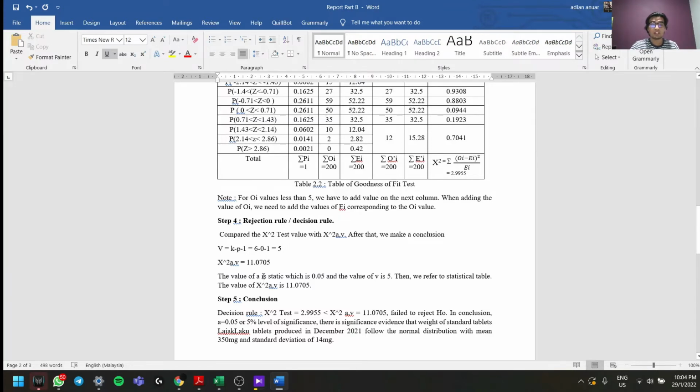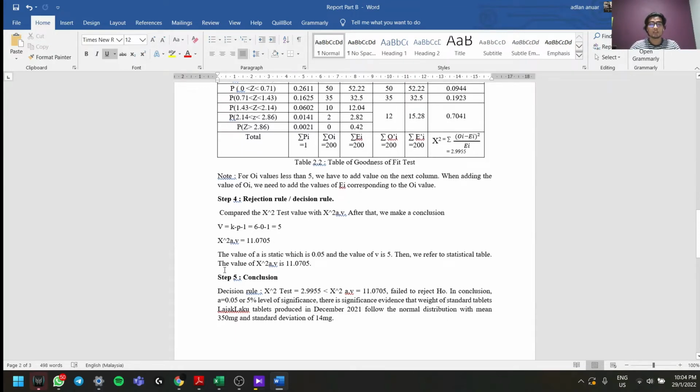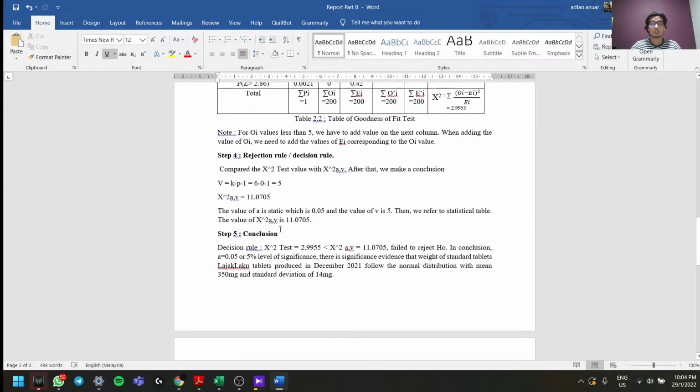The value of alpha is static, which is 0.05, and the value of v is 5. Then we refer to the statistical table, so we will get 11.0705. So the last step is to do the conclusion. 2.9955 is the goodness of fit test, which is lesser than 11.0705, which is chi-squared alpha v. So we fail to reject the H0.